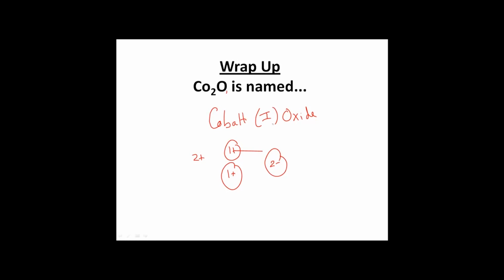Anyway, guys, that concludes today's lesson. We learned how to calculate the charge on cations that have more than 1 charge. We learned where they're located on the periodic table, and finally, how to name ionic compounds that involve variable charged cations. Okay, guys, hope it was helpful.